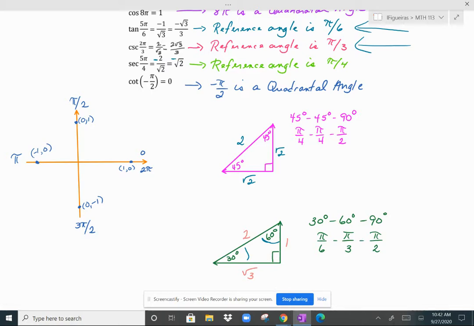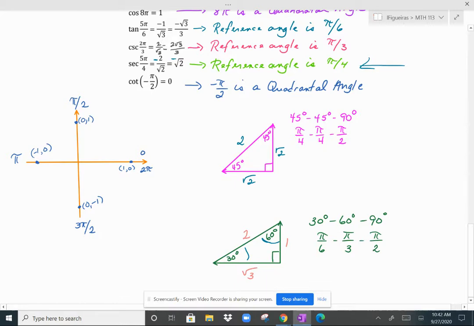Then pi over 4, and we know that secant is a reciprocal of cosine. So the cosine at a 45-degree angle is root 2 over 2, but the reciprocal is 2 over root 2. But secant, this is in quadrant 3. It's negative 2 over root 2. Rationalize it, you get negative root 2.